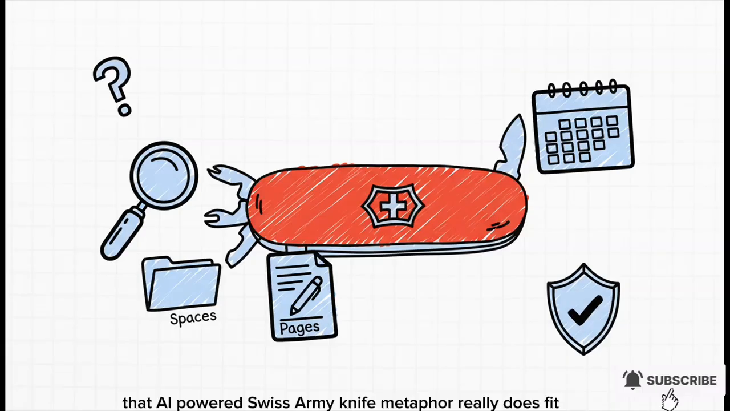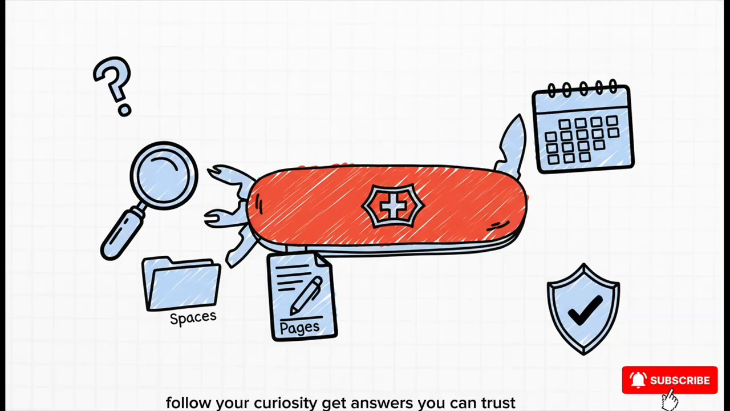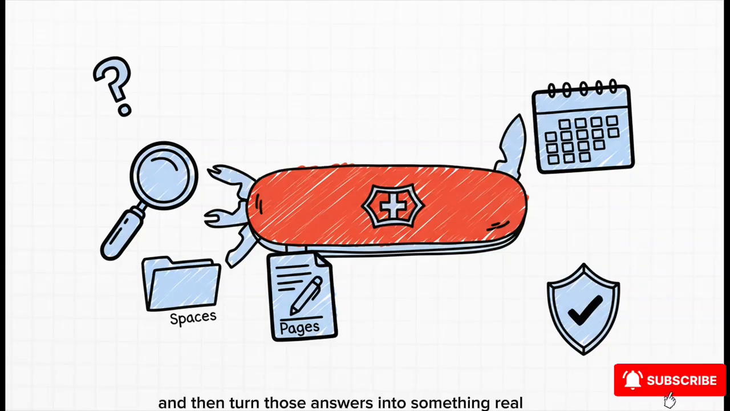Which brings us right back to the beginning. That AI-powered Swiss Army knife metaphor really does fit, doesn't it? It's not just one thing. It's this incredibly versatile tool that's really designed to help you follow your curiosity, get answers you can trust, and then turn those answers into something real.